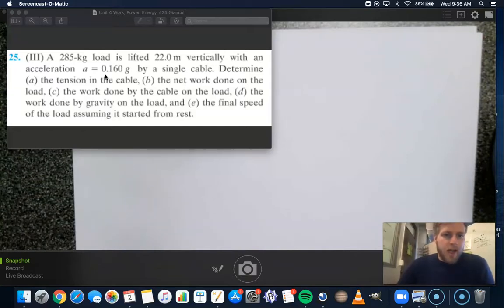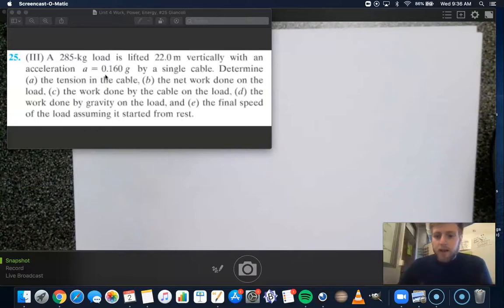Determine the tension in the cable, A. B, the net work done on the load. C, the work done by the cable on the load. D, the work done by gravity on the load. And E, the final speed of the load, assuming it started from rest.